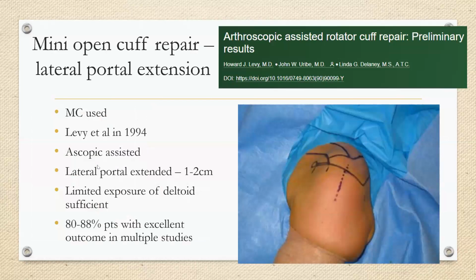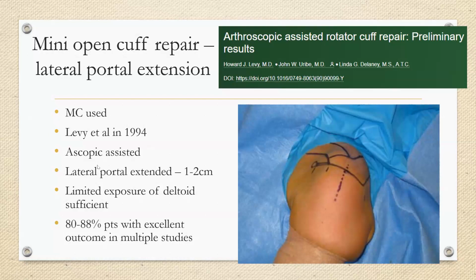So the lateral portal extension is the most commonly used technique for mini open cuff repairs. It was described by Levy in 1994. Back then it began as an adjunct to arthroscopy. So the first steps of the procedure are similar to arthroscopic surgery. Arthroscopy was done, bursal dissection and cuff mobilization were done arthroscopically. Once that is done, the lateral portal is extended down below along its line up to about 1 to 2 centimeters.